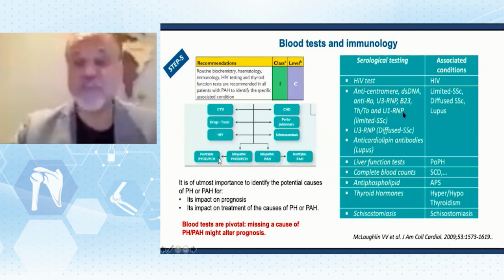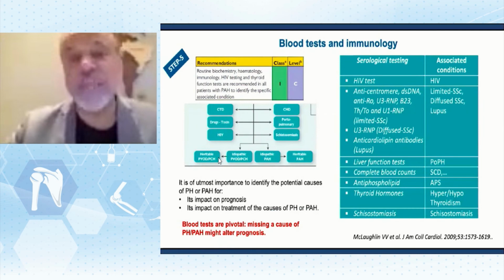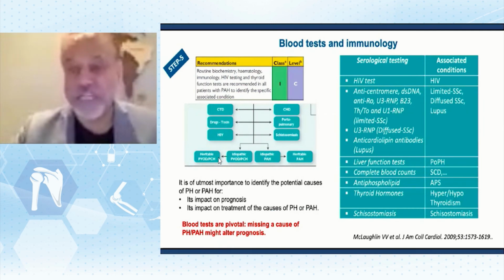else is negative, but it could be infection related, for example, HIV related or schistosomiasis. Also, which is the topic in this lecture, it could be CTD related. And in those cases, we do anti-centromere antibodies, we look for double-stranded DNAs, we look for the anti-Ro, we look for basically RNP, U1 to U3 that have different implications and are associated with different types of pulmonary hypertension.